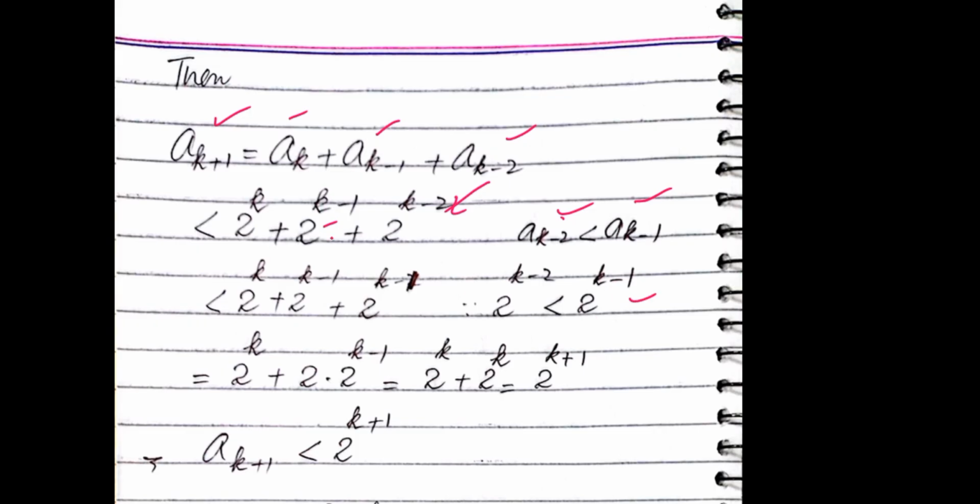So if we replace this number by 2 raised to power k minus 1, this sum is less than the sum of these three terms. So combining these two terms, this becomes 2 into 2 raised to power k minus 1. This gives us 2 raised to power k. Again adding these two terms, this gives us 2 raised to power k plus 1. This shows that a_(k+1) is less than 2 raised to power k plus 1.